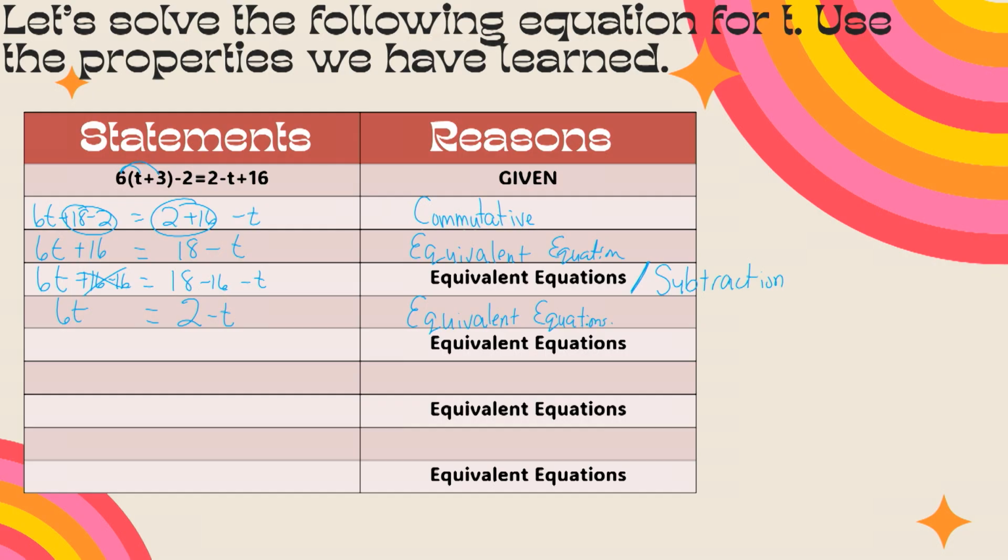Noticing I'm keeping everything on the same side and I'm making sure everything is balanced. So the next thing I want to do is get all of my variables together. Since I am subtracting my variable here, I'm going to add my variable here. So it would look like 6t plus t equals 2 minus t plus t. And what I did here with the equivalent equation is I used my addition property. Then I'm going to make that a little bit more clear: 7t equals 2. These are equivalent.